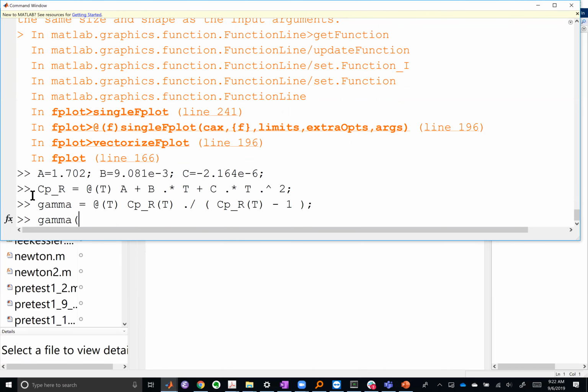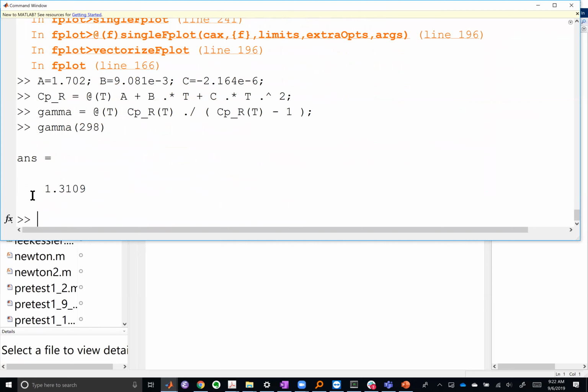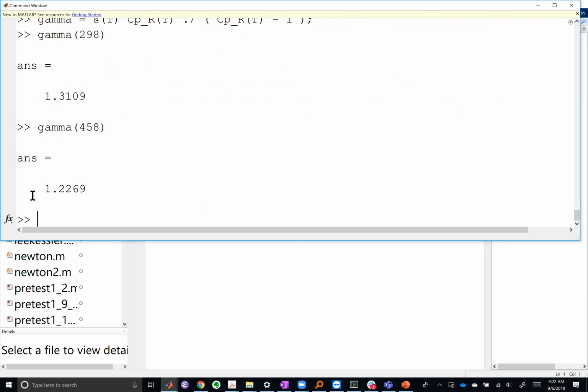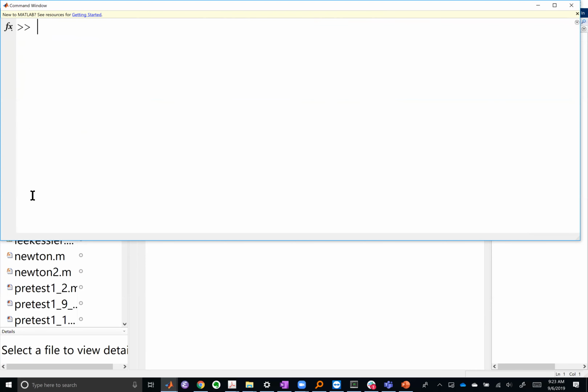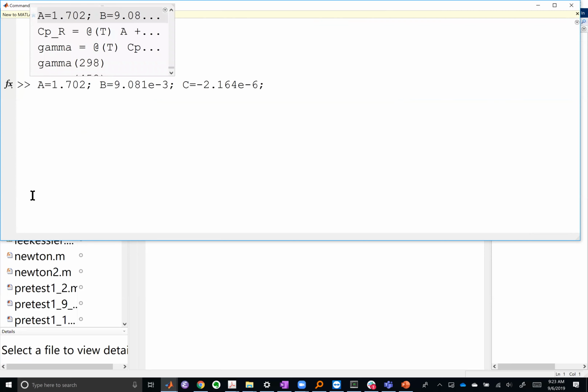Just to show you that that works, if I say gamma of 298, I get 1.31. That's what I had calculated earlier. Gamma at 458, that's 1.227. That's the number I had in the notes earlier. And gamma at 433, we haven't calculated that one, but for example, that turns out to be about 1.24. Okay, so just to get what I've done so far back up where you can see it.